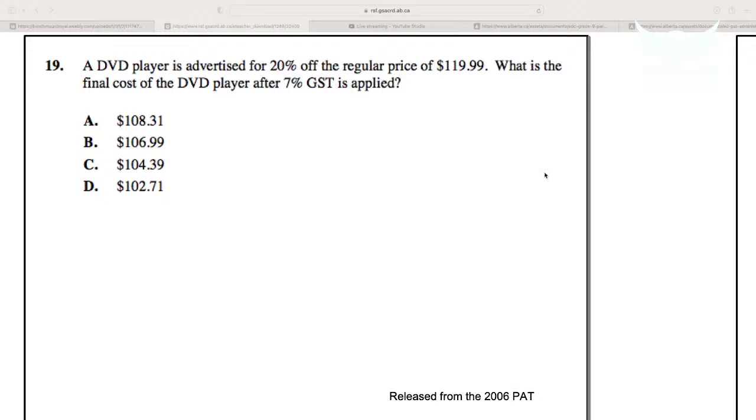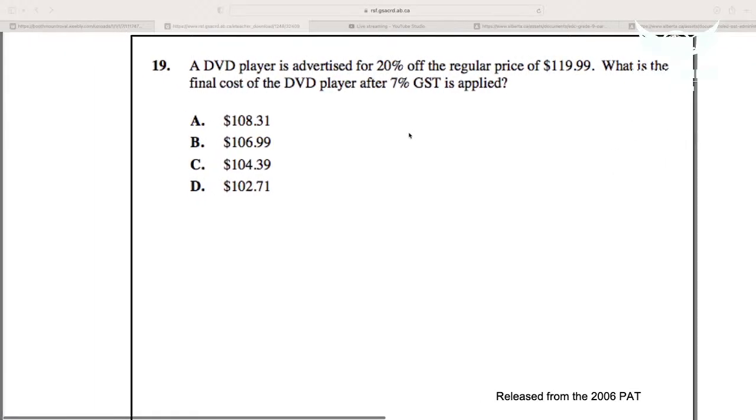Okay, next question. A DVD player is advertised for 20% off the regular price of $199. What is the final cost of the DVD player after 7% GST is applied? Okay.